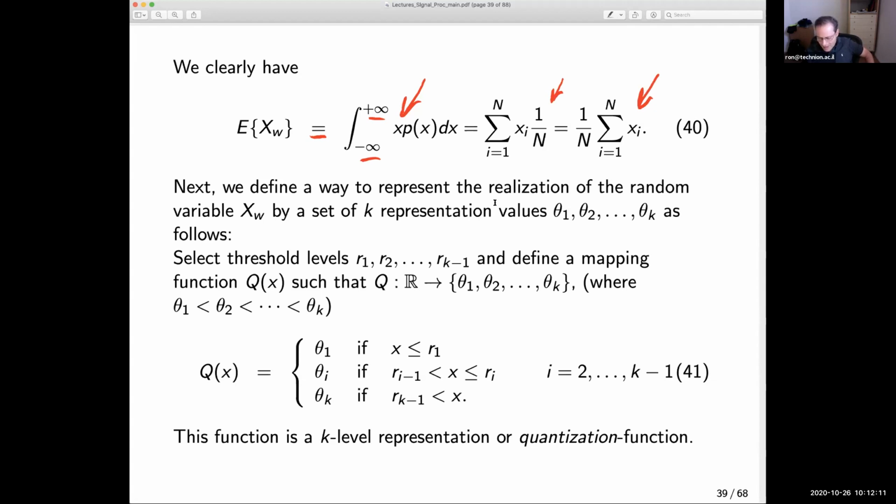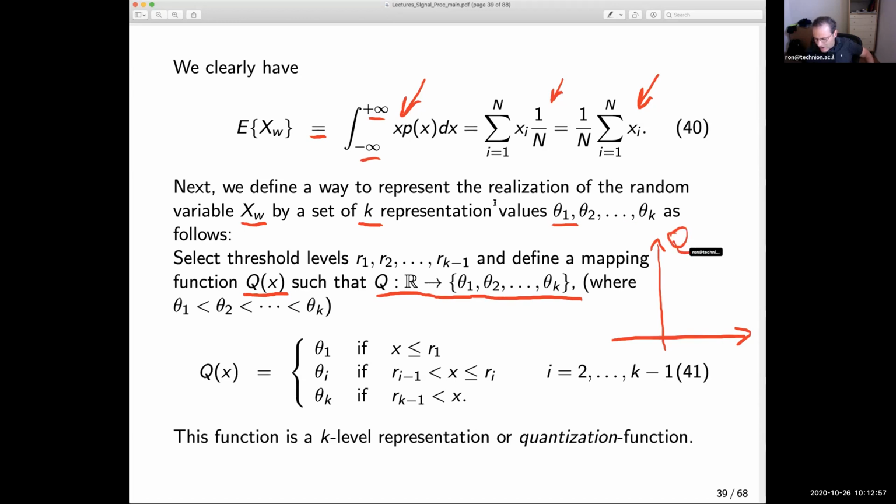Okay, next we'll define a way to represent the random variable x by k representative values, theta 1 to theta k, and select thresholds and define a mapping, which is called a quantization function, which maps R into the set of values that I have. What do I mean by that? I'm building the following function. This would be Q, quantized, of x.